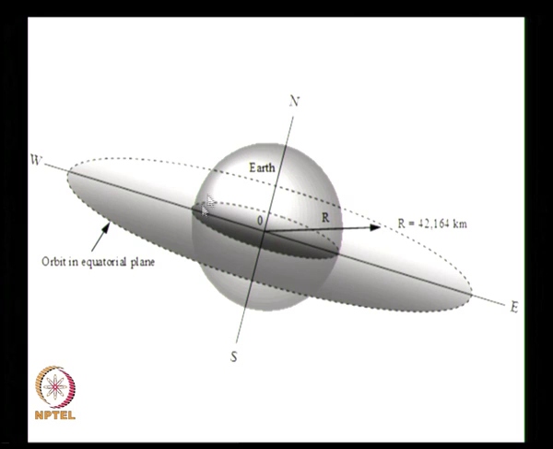You have the earth, as it were, this is the east to west, and you find that the spacecraft is going round at a height of 42,164 kilometers. It is in the equatorial plane. This is the earth and this is the radius. You subtract the radius of the earth and that is the height of the geostationary orbit. Geostationary.